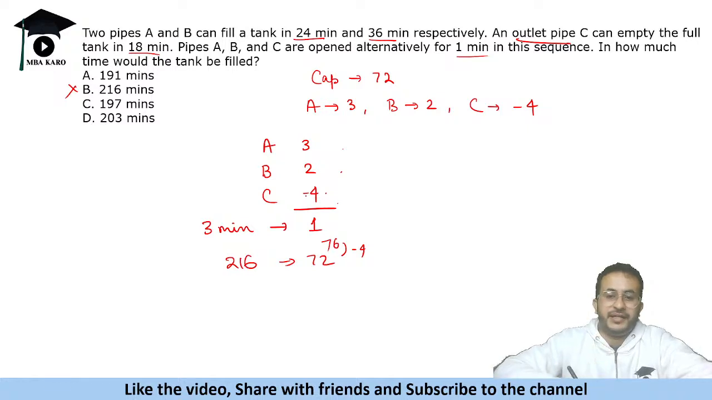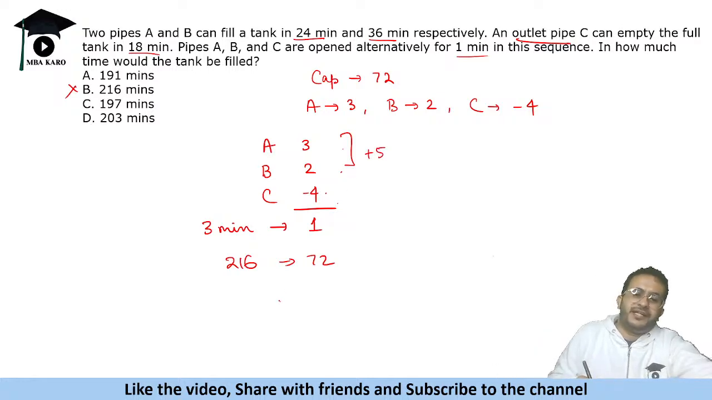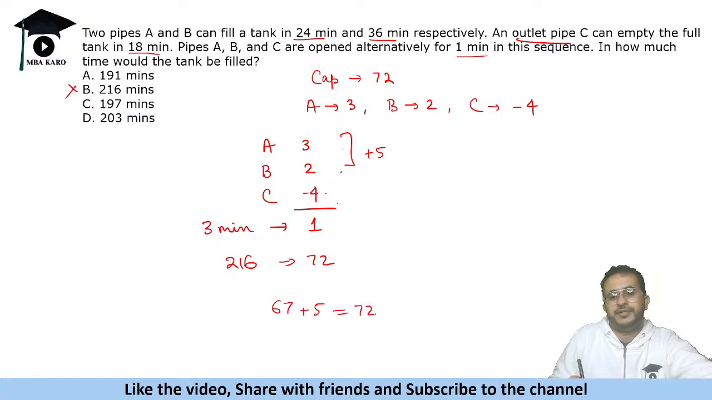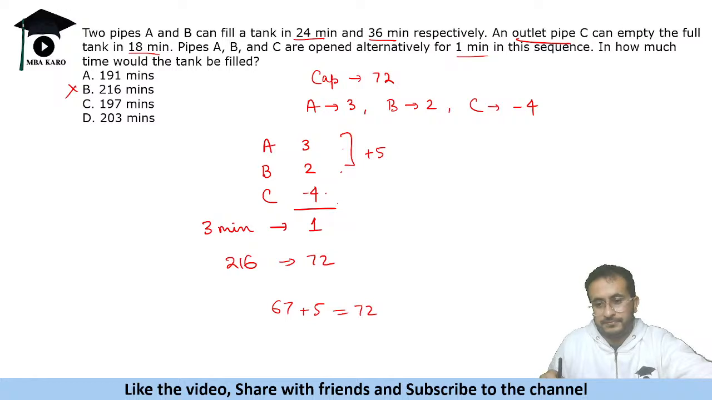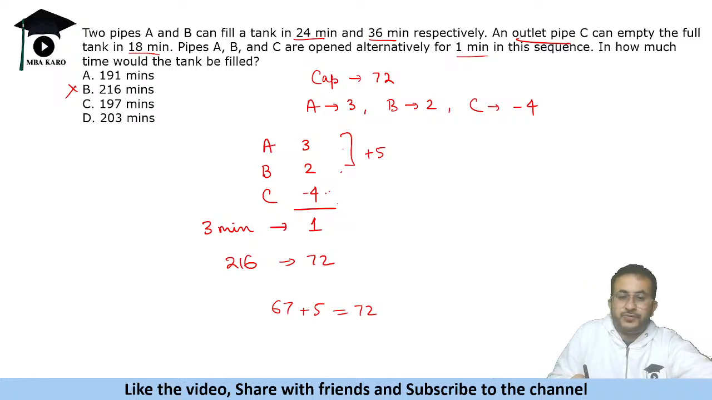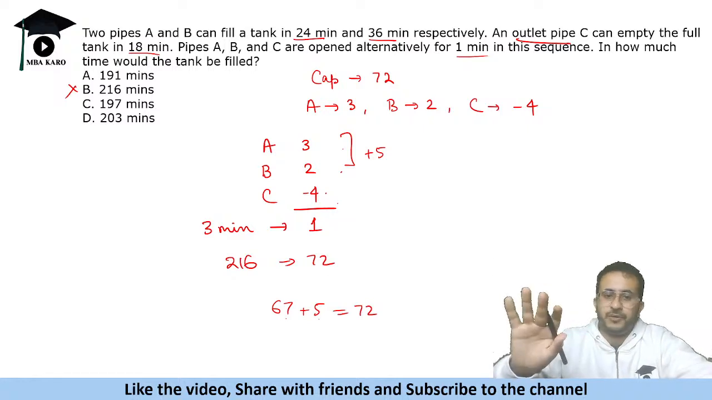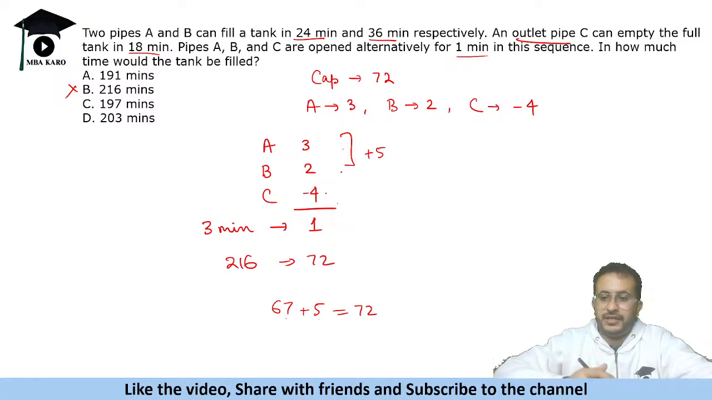So think like that. So how it is going is, first in 2 minutes we are increasing by 5 and then decreasing 4. So imagine that if it is 67, 67 plus 5 करके 72 बन जाएगा. We are filling 3 plus 2 and then doing -4, isn't it? So if it is 67, then we can make it 5 and it will become 72. We will stop. We will not empty after it, isn't it?